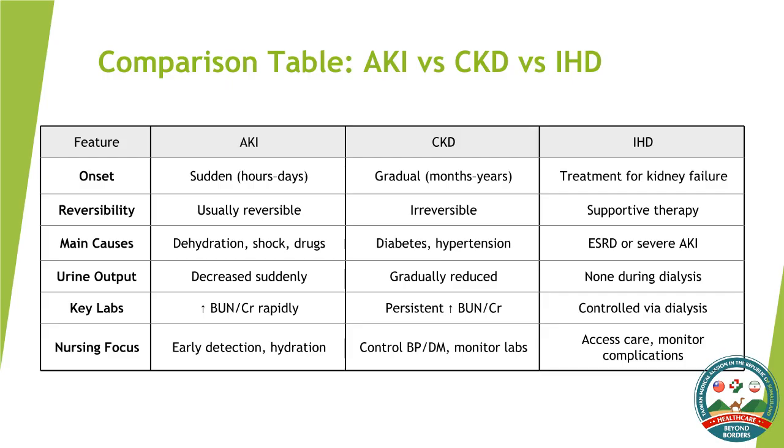CKD develops slowly over months or years and is irreversible. It's mainly due to diabetes or hypertension. Urine output decreases gradually, and BUN and creatinine remain high. Nurses should focus on blood pressure, blood sugar control, and regular lab checks. Finally, IHD or hemodialysis is not a disease. It's a treatment for kidney failure. It supports patients with ESRD or severe AKI, and nursing care centers on vascular access and preventing complications.